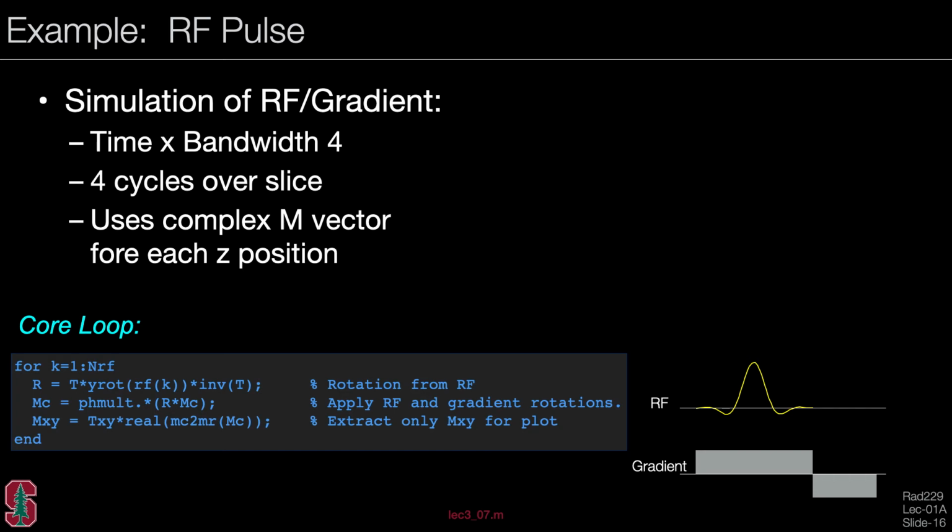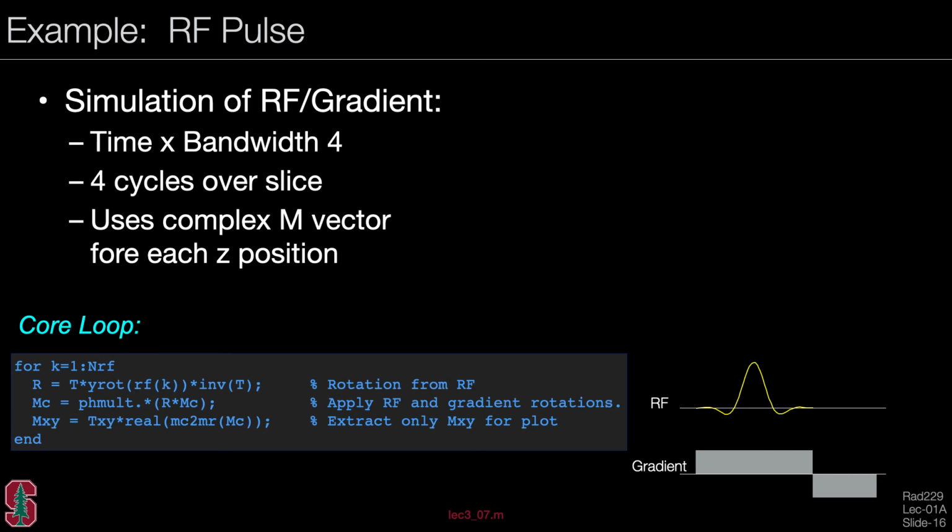So the example code here is example 7 from the lecture examples, and this is the core loop. There's some initialization to set this up. But basically we're going to go through all points within the RF, all samples, and we're going to take the rotation matrix for that sample and transform it into the complex M representation here. So we have the rotation on the kth cycle of the RF. We're going to apply the gradient to MC as well as applying the rotation.